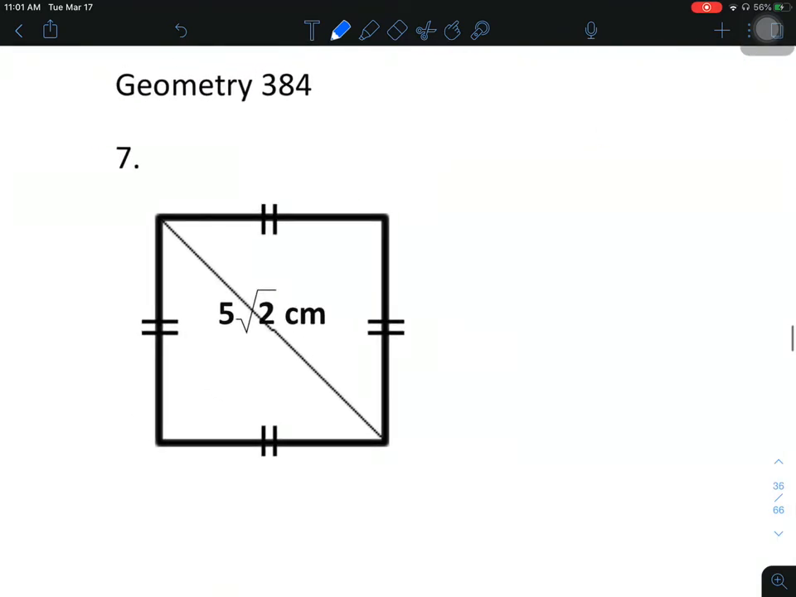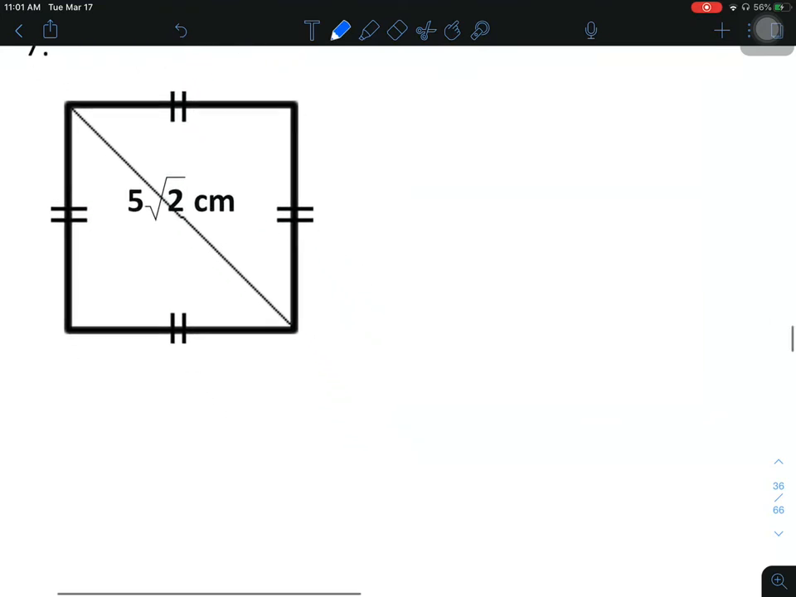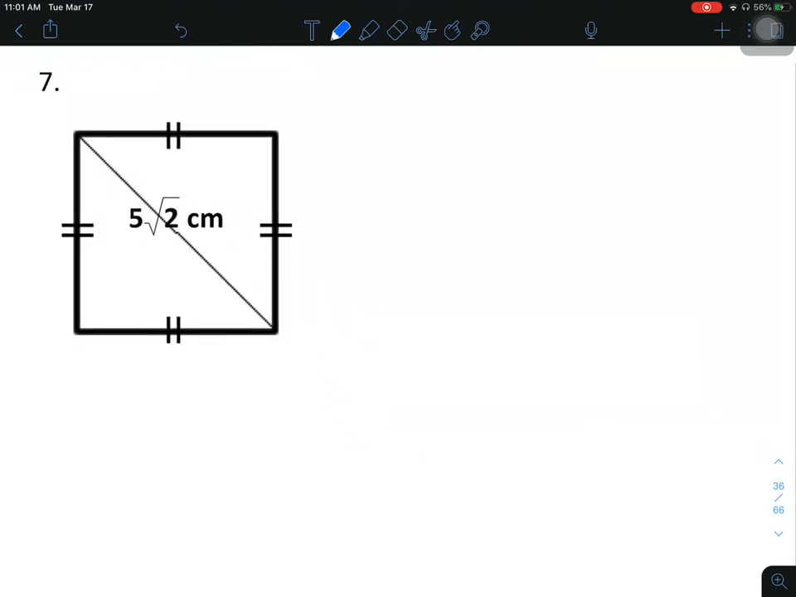Number 7. To find the area of this rectangle, it's the base times the height. We don't know either. What we do know is that if all these sides are the same length, and the direction said things that appear to be perpendicular are, these are 90-degree angles, the diagonal of a square, like any rhombus, bisects the opposite angles.